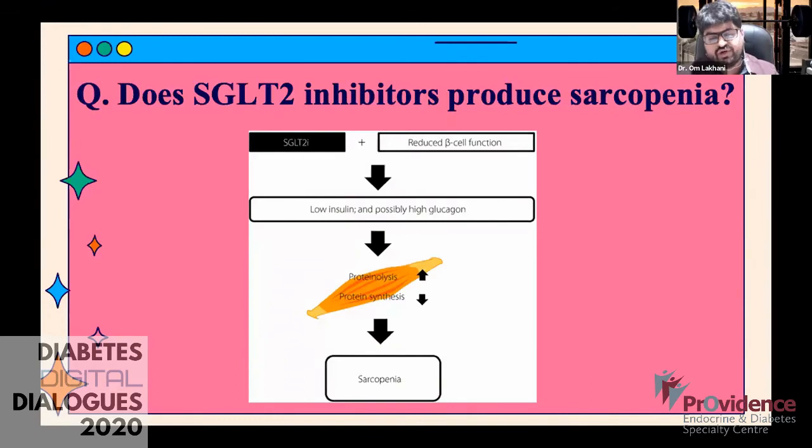Talking about SGLT2 inhibitors, and this is one of the criticisms. Now, SGLT2 inhibitors, as you heard from Dr. Neeta Deshpande's talk, a wonderful talk, she said SGLT2 inhibitors increase the survival of the patient, and there is no doubt about it. But one of the criticisms of SGLT2, especially from our patients, is that they often lose a significant amount of weight, and they also develop sarcopenia. Now, it's easy to understand why sarcopenia develops with SGLT2. Of course, there is low insulin and high glucagon, which increases protein breakdown, and of course leads to sarcopenia.